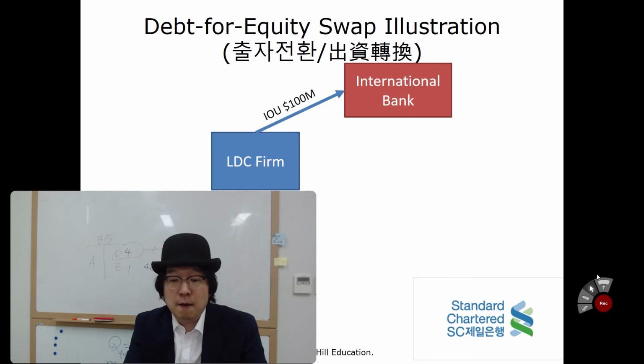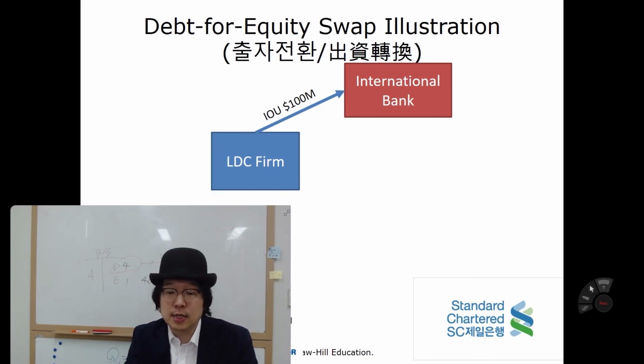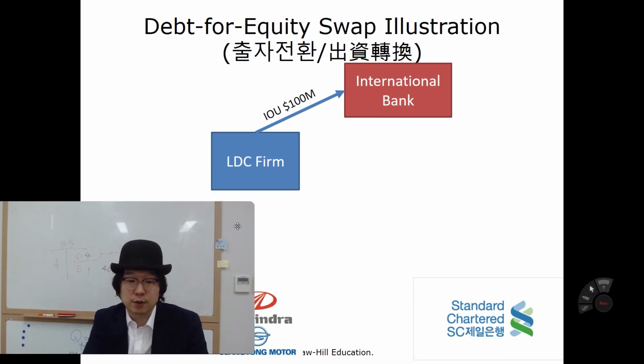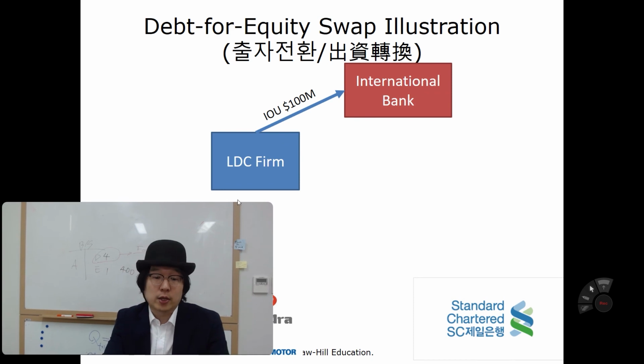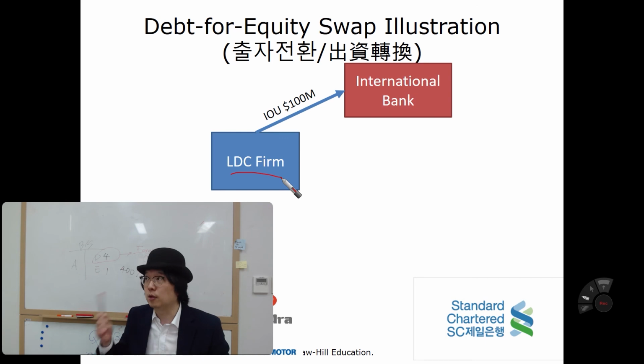Now, in this kind of crisis situation, banking crisis, we can think about this Daewoo Motor kind of companies, which I show with the blue box over here: LDC firms, less developed countries' companies. Daewoo Motors, for example.